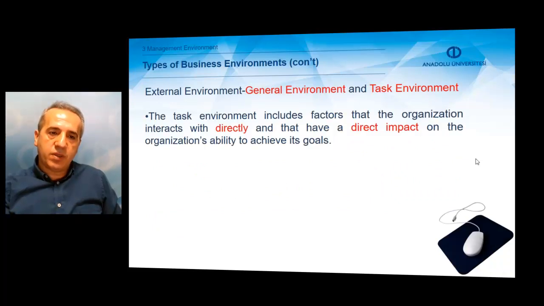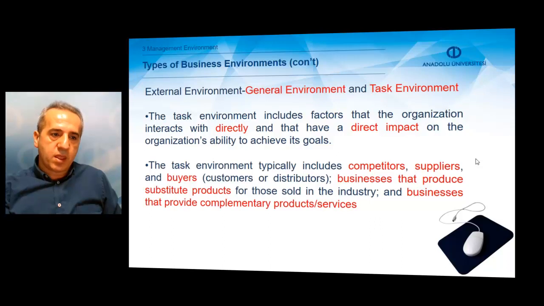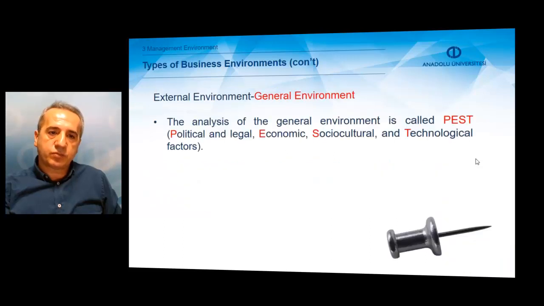The task environment, on the other hand, includes factors that the organization interacts with directly and that have a direct impact on the organization's ability to achieve its goals. The task environment typically includes competitors, suppliers, and buyers, which are customers and distributors, businesses that produce substitute products for those sold in the industry, and businesses that provide complementary products and services.